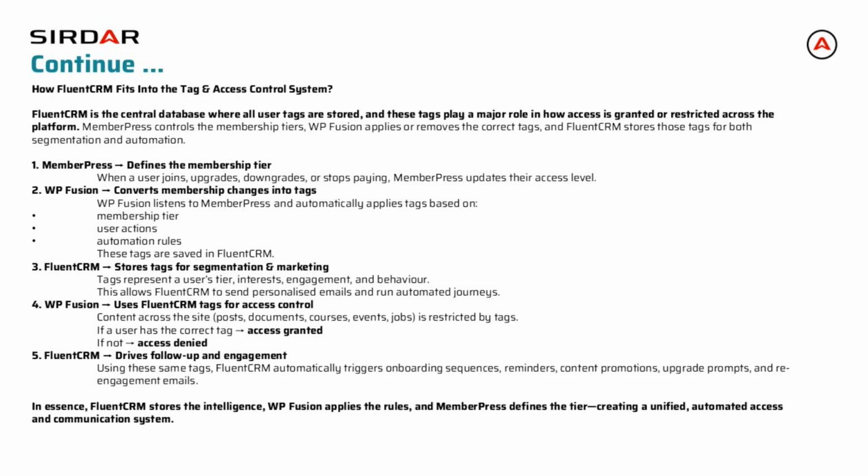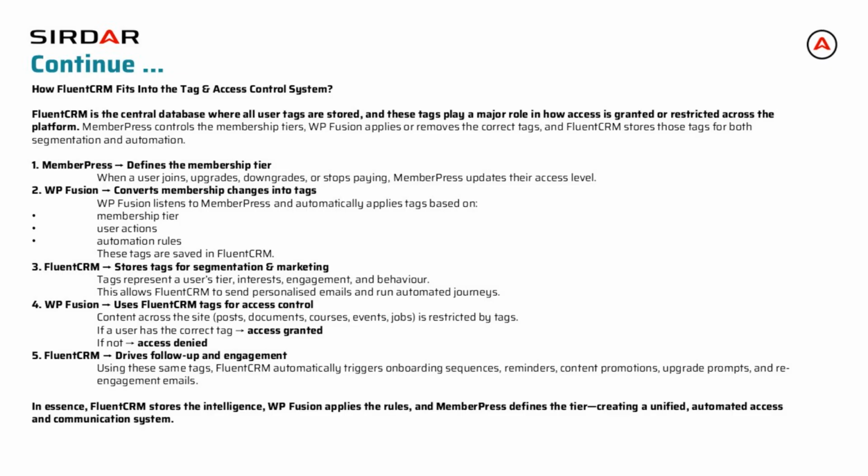So how does FluentCRM fit into the tag and access control system? FluentCRM stores all user tags and plays a key role in how access and communication work across the platform. MemberPress defines each user's membership tier, and WP Fusion automatically applies or removes the correct tags based on those changes or user behavior. These tags are saved inside FluentCRM and represent the user's tier, interests, and engagement.